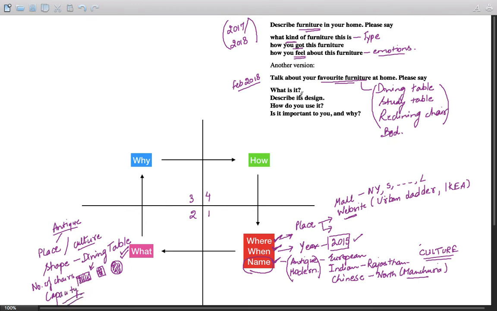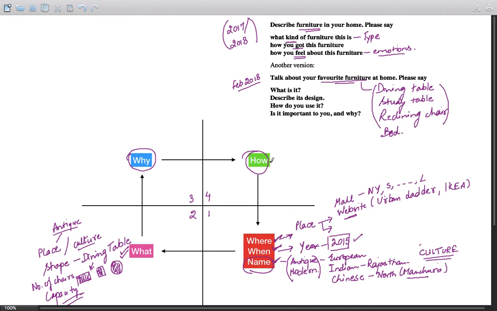Now, how you feel about this furniture? This question is omitted. Why did you buy this furniture? Perhaps there could have been a question. The question is, how do you feel about it? You have to mention the emotions.